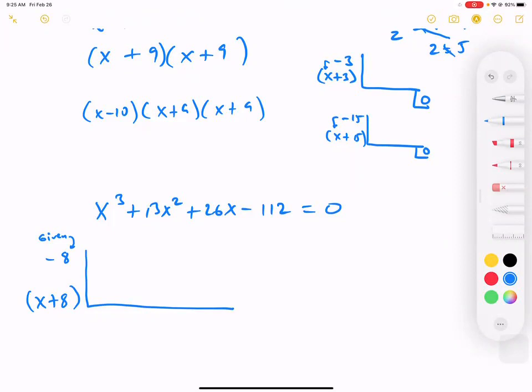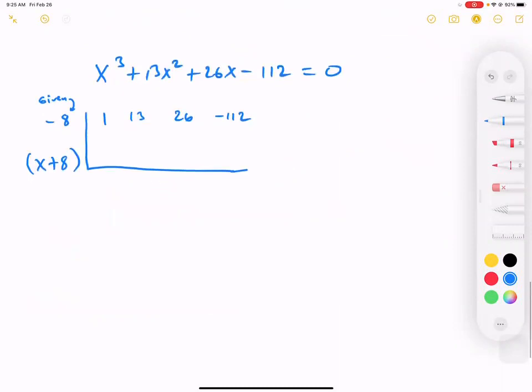Okay, synthetic division: 1, 13, 26, and negative 112. 1, negative 8, 5, negative 40. Negative 14. And then 14 times 8 is 80 plus 32, which is positive 112. Is 0.